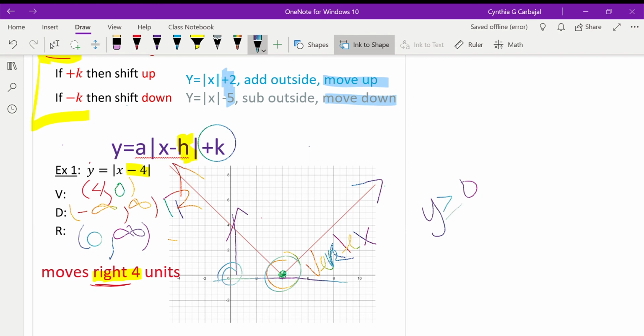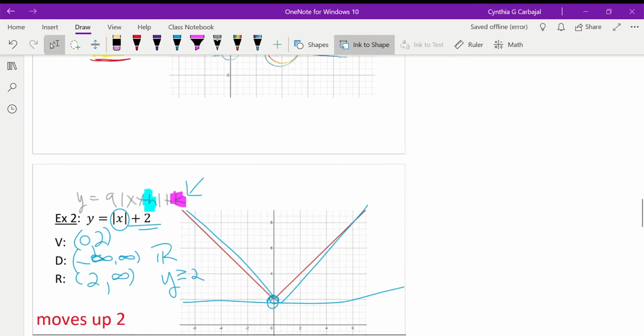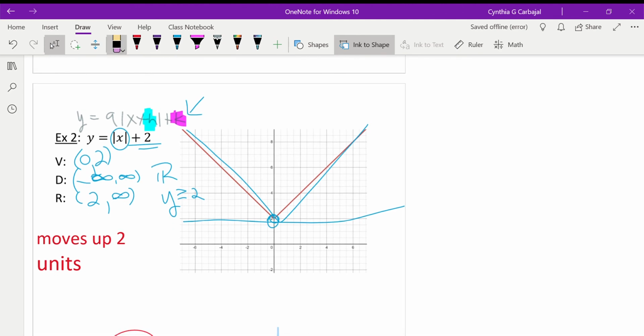Also, guys, the range's lower bound is always going to be the y value of your vertex. So here, see how it's the same one? And that'll come from here. All right, so just giving you some shortcuts there. Let's look at the next one. Again, let me erase this and pretend we don't have all the answers.